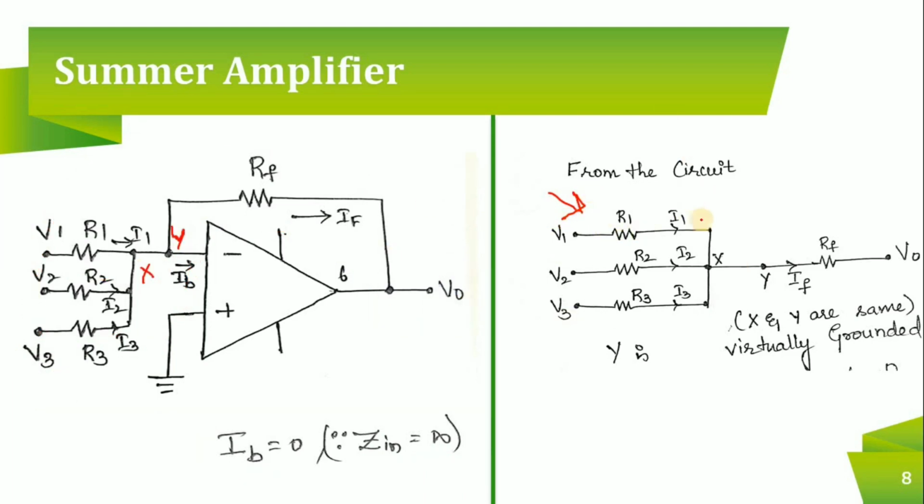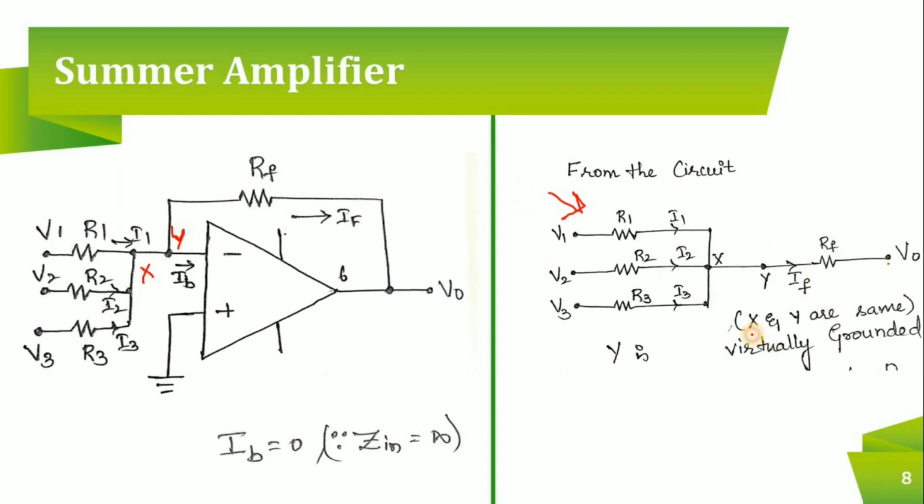So look at this circuit. You have V1, V2, V3, R1, R2, R3, I1, I2, I3. Similar to that of this circuit, right? And you have this node X, node Y, and IF is the current flowing through RF, and finally reaching V0. Okay. So this is the complete circuit here.